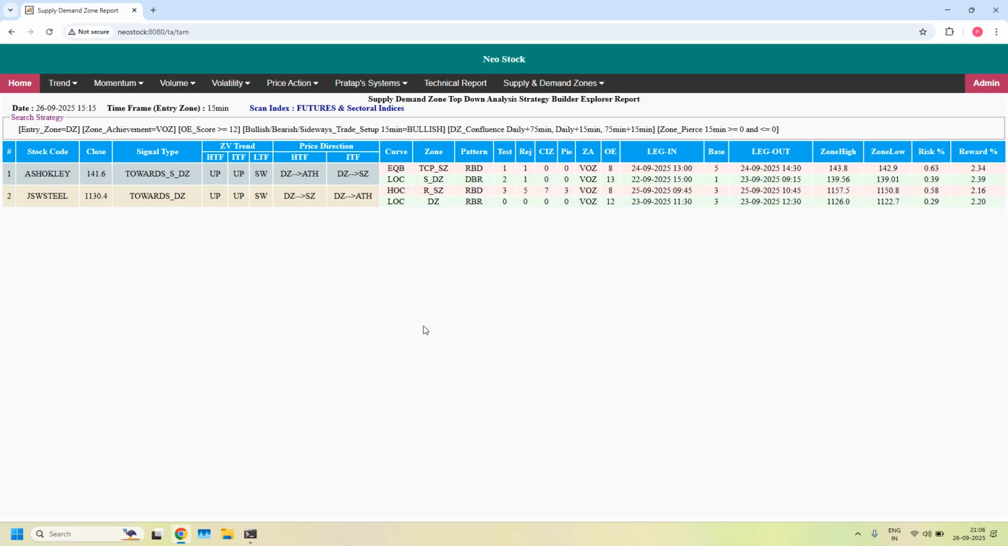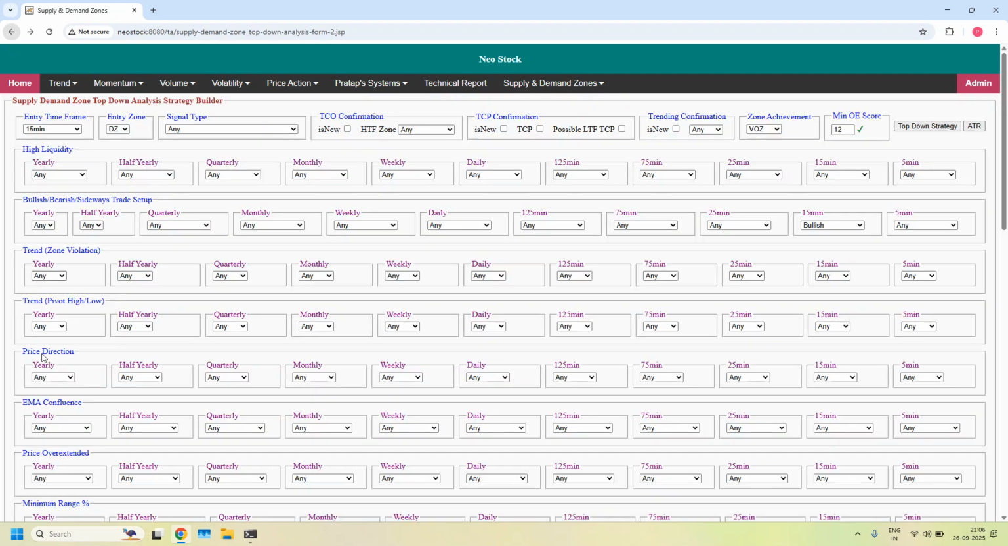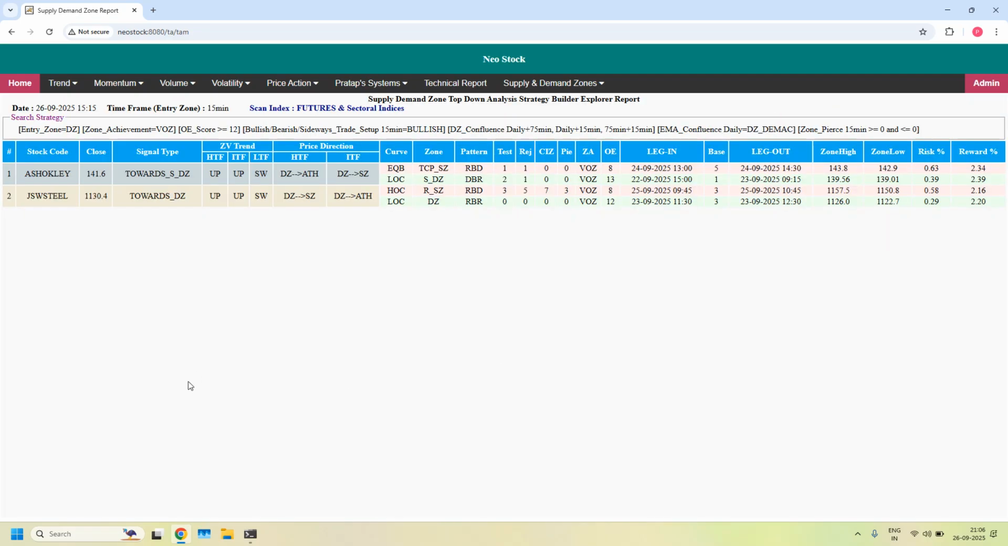we got 2 stocks. In these 2 stocks, the 15 minutes demand zones are overlapped with the 75 minutes demand zone. Both together are again overlapped with the daily demand zone. And the daily trend is uptrend in both the stocks. We can further filter based on the daily demand zone having daily EMA confluence. And the daily trend is uptrend in both. So both are filtered. That means both these 15 minutes demand zones might have a higher probability of success, provided less than 20 checklist items are satisfied, otherwise there are higher chances of zone violation.